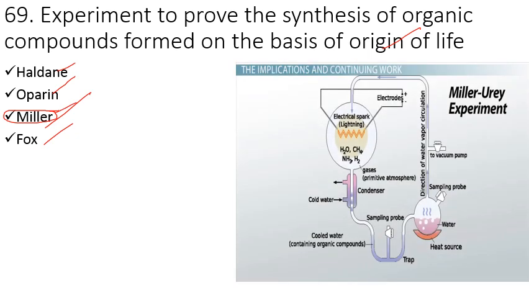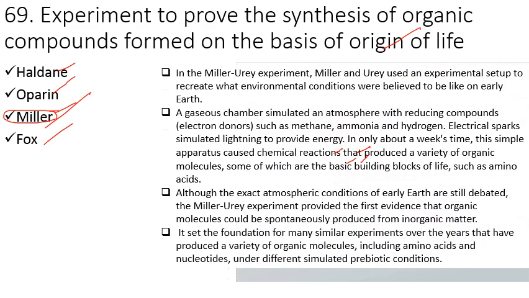In the Miller and Urey experiment, they showed that in primitive earth conditions there were gases like water vapor, methane, ammonia, and hydrogen. From these gases, under primitive earth conditions, there was formation of organic compounds. Miller and Urey used an experimental setup in 1953 to recreate the environmental conditions believed likely on the Earth: a gaseous chamber simulator, an atmosphere with reducing compounds such as methane, ammonia, hydrogen, and an electrical spark with high voltage near about 800 degrees Celsius temperature.